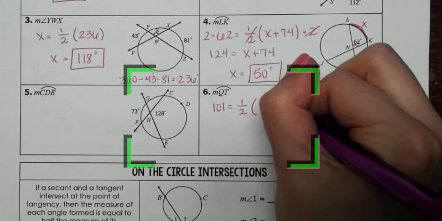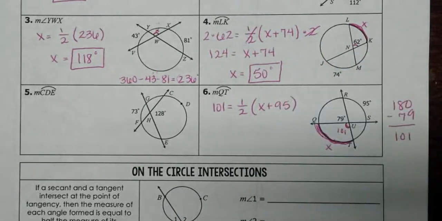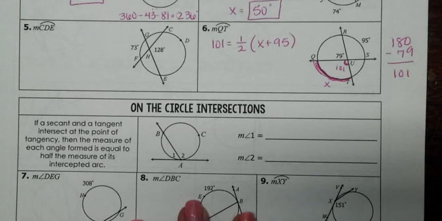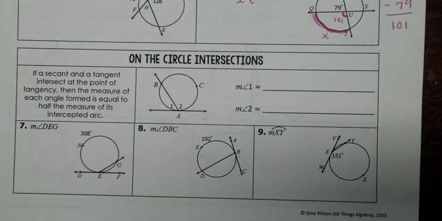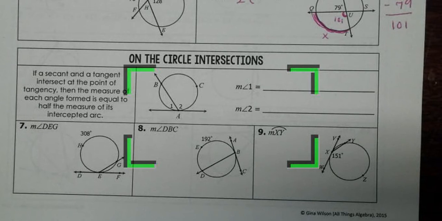I'm going to let you work that one the rest of the way out later on. Make sure you come back to it. So those are intersections that happen inside of the circle. Now we're going to look at intersections that happen on the circle. They actually create those intercepted arcs, or the intercepted angles, I'm sorry.